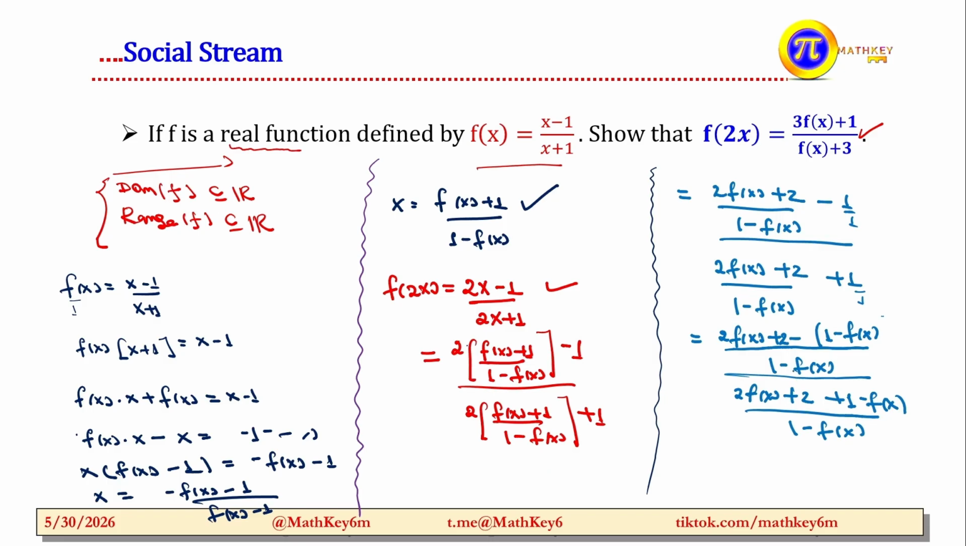When you come to here, we can cancel this by this one. What next? This shows that twice f of x plus 2 minus 1 minus f of x becomes what? Plus f of x only. Plus f of x, which equals twice f of x plus f of x, that is 3f of x. Then 2 minus 1 is plus 1. The next one, twice f of x plus 2 plus 1 minus f of x.